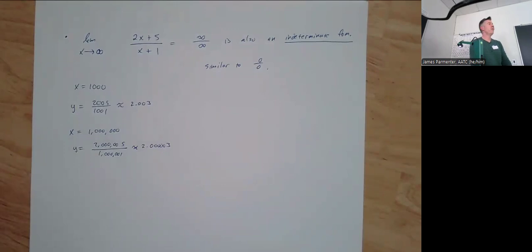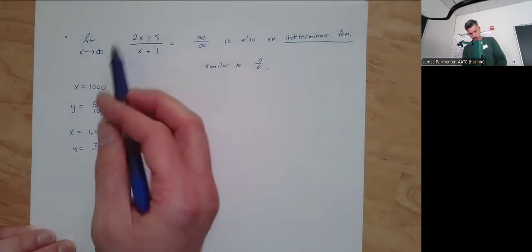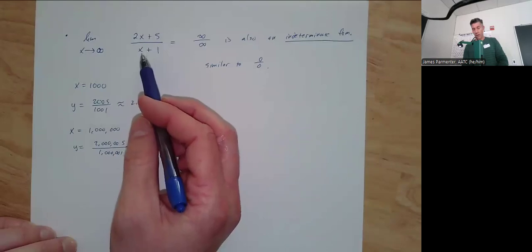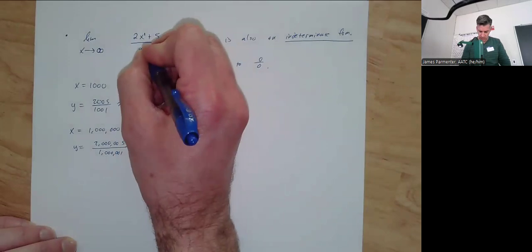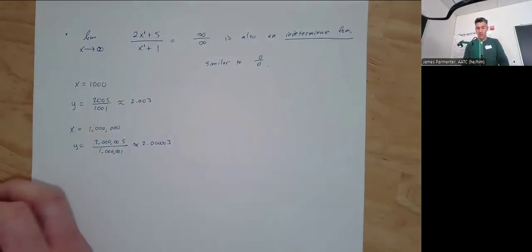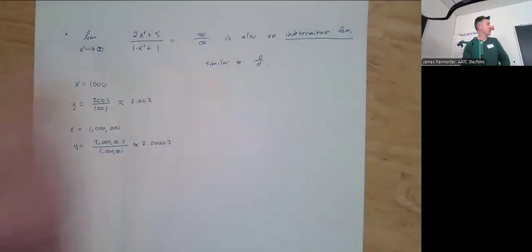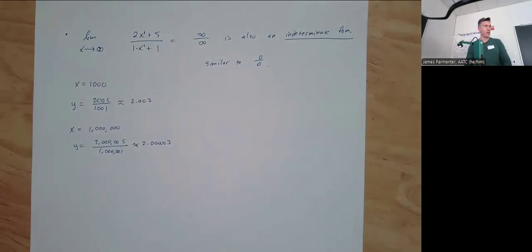How can we actually do it? Well, I imagine you might know at this point that when you have a rational function, a polynomial divided by another polynomial, if the highest power of x on top and the highest power of x on the bottom are the same, then the limit is going to end up being the fraction of those leading coefficients, 2 over 1 in this case. One way you could see it is by actually doing the polynomial division.